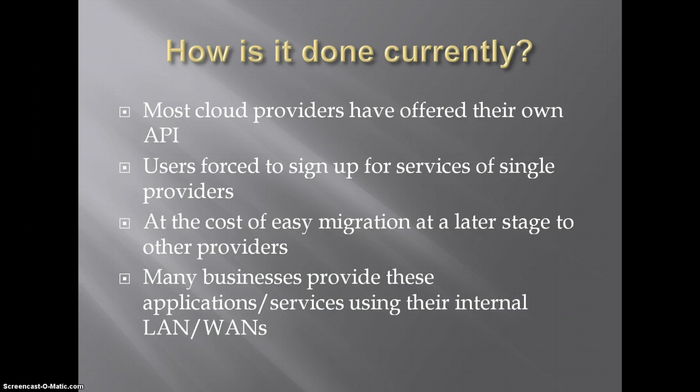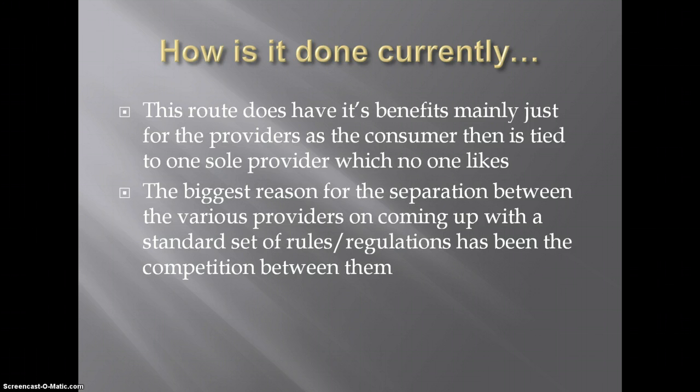Many businesses provide these application services using their internal LAN and WAN networks. This route does have its benefits, mainly just for the providers, and the consumers are pretty much screwed. The biggest reason for the separation between having multiple providers with one cloud API would be that it would reduce competition between the companies.